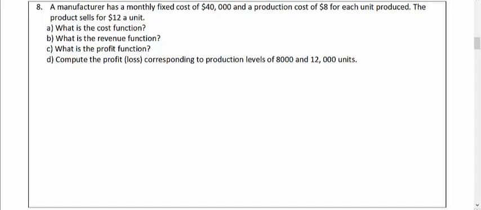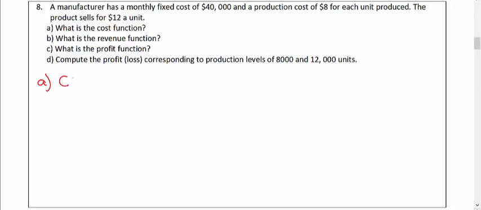Here we want to set up our cost function, revenue function, profit function, and compute profit and loss. We have a manufacturer with a monthly fixed cost of $40,000 and a production cost of $8 for each unit produced. The product sells for $12 a unit. We want to find the cost function.